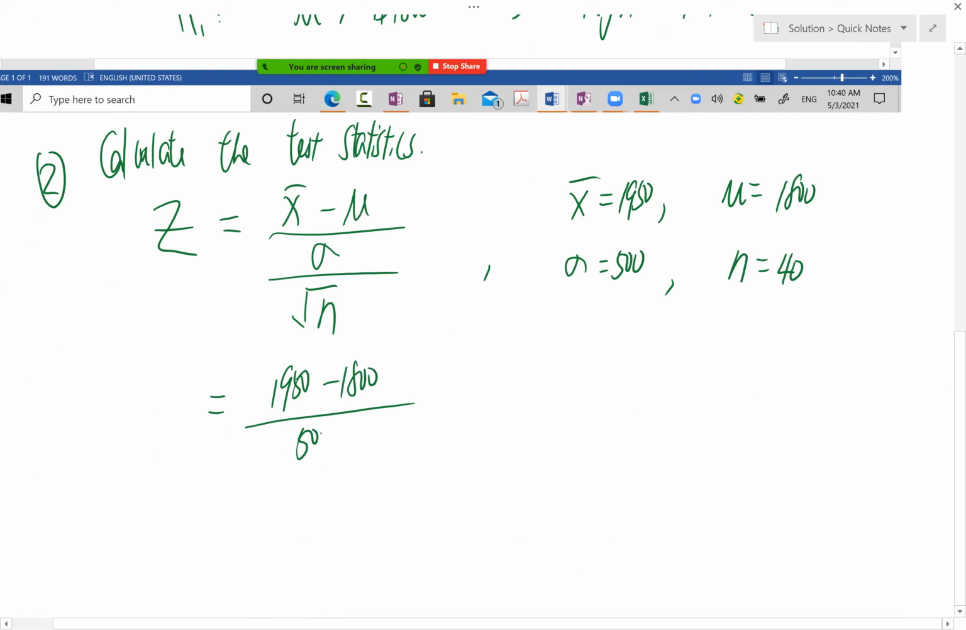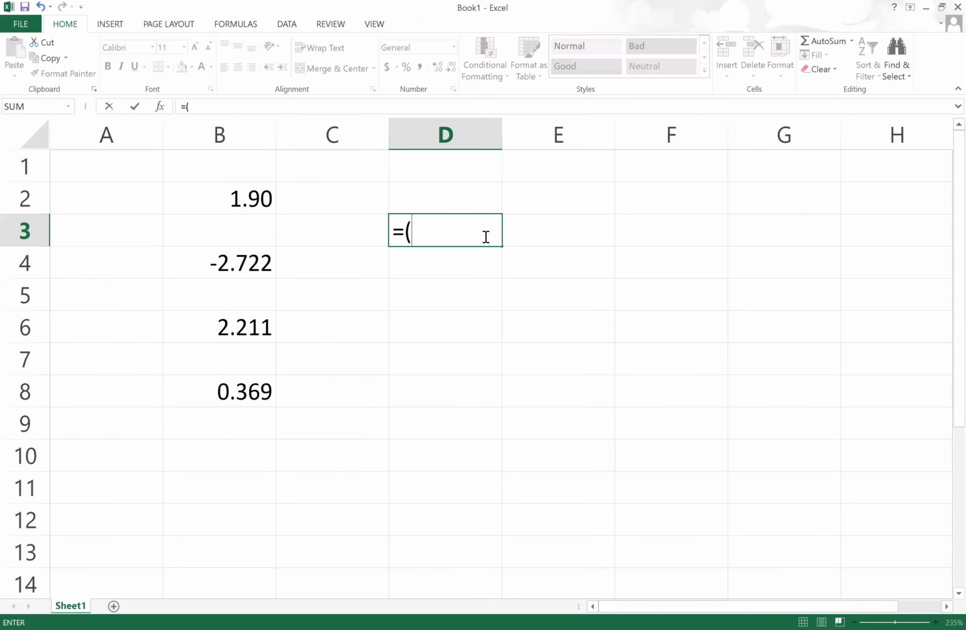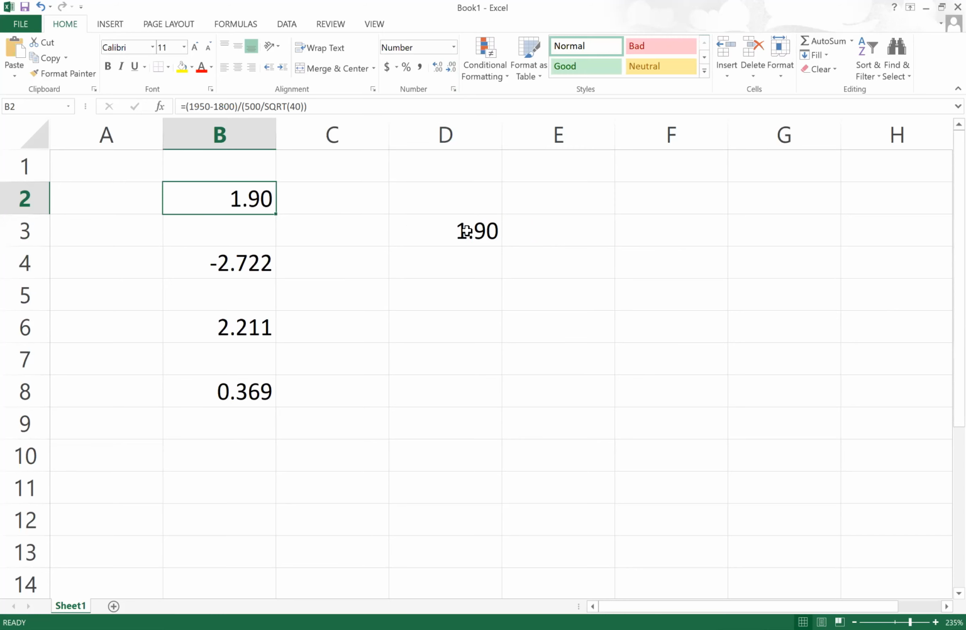Okay, 500 over square root of 40. So now this is the Z-score, so we round it to 2 decimal places. But let me just put it into Excel and get the result first. 1950 minus 1,800 divided by 500 standard deviation over square root of 40. Okay. Proper input, hit enter, get a result. 2 decimal places, 1.90, right? We did it already, it should be the same.